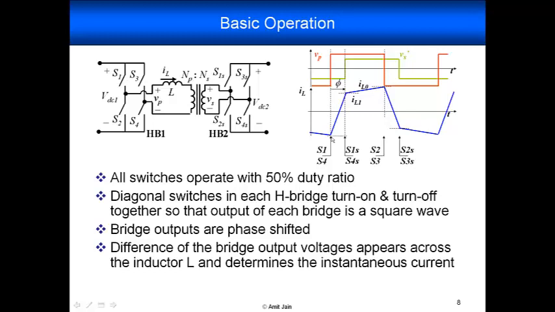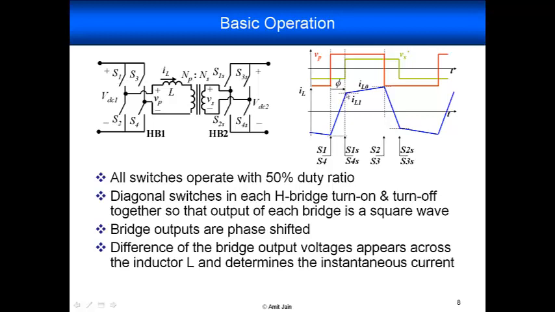So we have four possibilities. We could have Vp positive or negative, and we could have Vs positive or negative. So in one case, when the voltage across the inductor is VDC1 plus VDC2, we get a sharp rise in the inductor current in this region, where the inductor current is rising from minus IL0 to IL1.